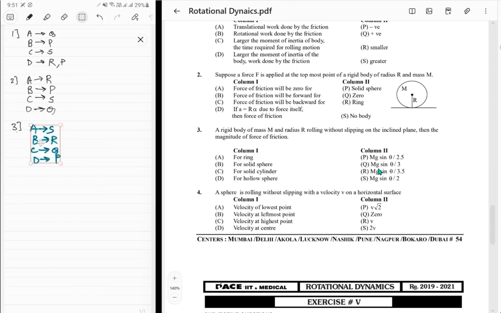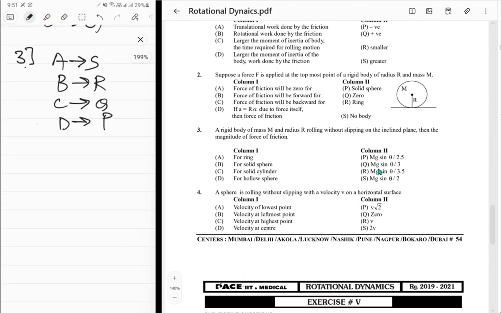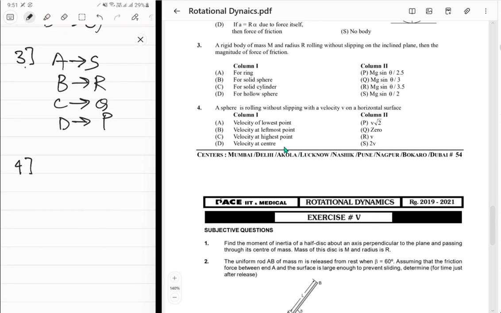Third done. So fourth. I don't know how much time I'm taking. But hey, I've not done this for a long time, so yeah. It's okay to be slow.